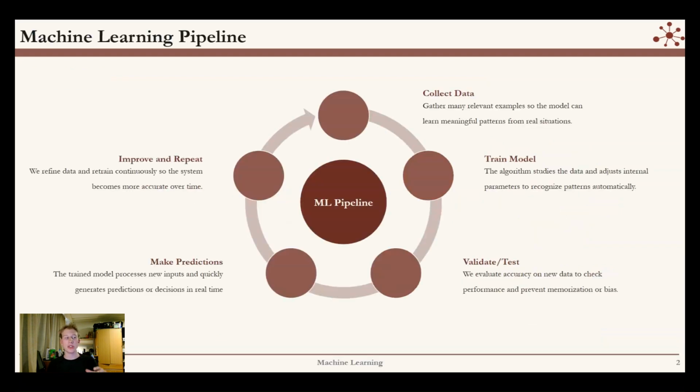So we're going to start with the general machine learning pipeline. It's going to start with collecting data. So you want to gather relevant examples so that your model can learn meaningful patterns from real situations. If you're doing a more specialized model, you might want to give data relating to that. Or for some of the general models, like what ChatGPT is doing, OpenAI will get all these big research articles and anything that has long text, and they'll just feed it to their model, and then they'll train the model, and the algorithm is studying the data and tweaking parameters to recognize patterns automatically.